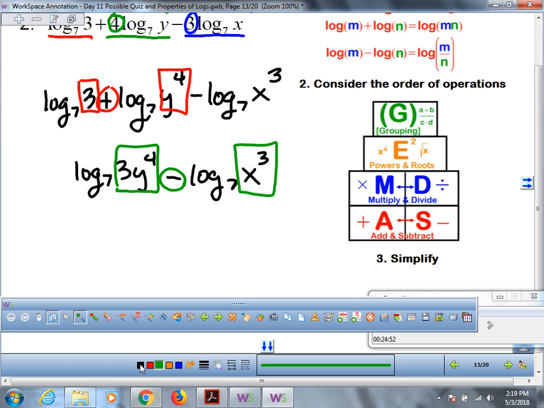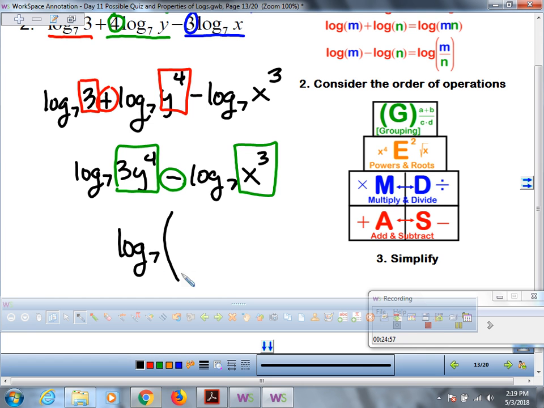So it's going to turn into log base 7, 3y to the 4th, divided by x cubed.